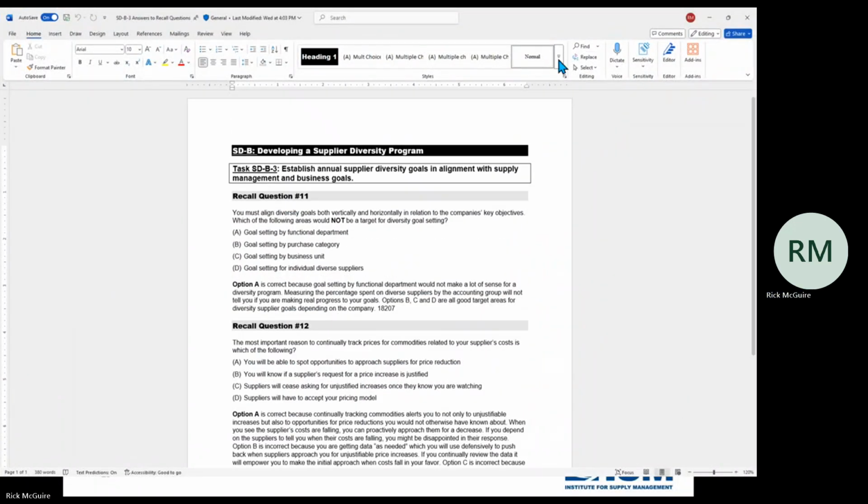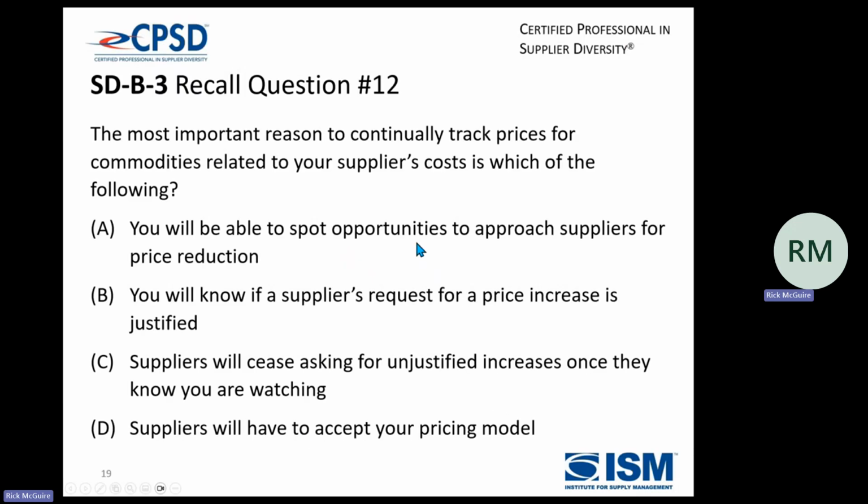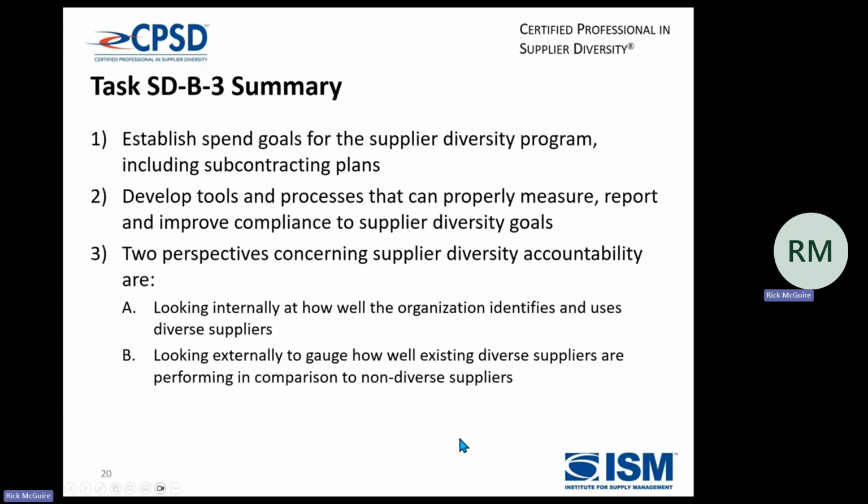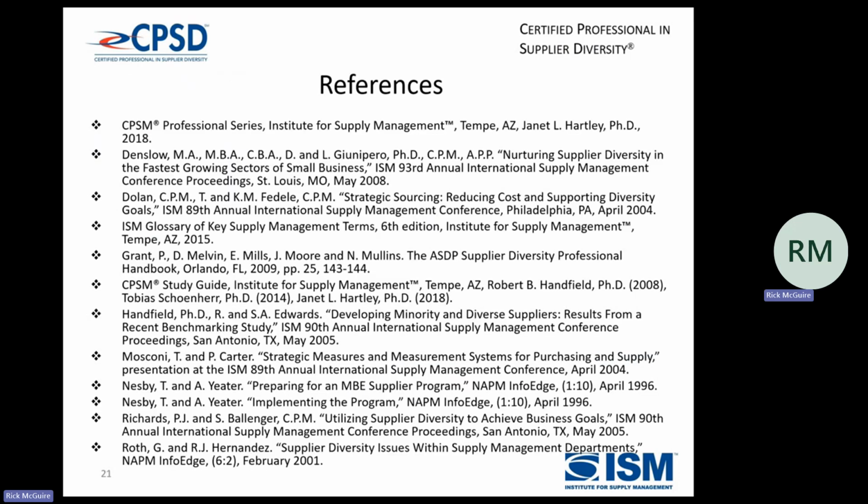All right. We've got to cover the summary. Establish spend goals for the supplier diversity program, including subcontracting plans. Develop tools and processes that can properly measure, report, and improve compliance to the goals. Two perspectives concerning supplier diversity accountability are looking internally at how well the organization identifies and uses diverse suppliers, and looking externally to gauge how well existing diverse suppliers are performing in comparison to non-diverse suppliers.